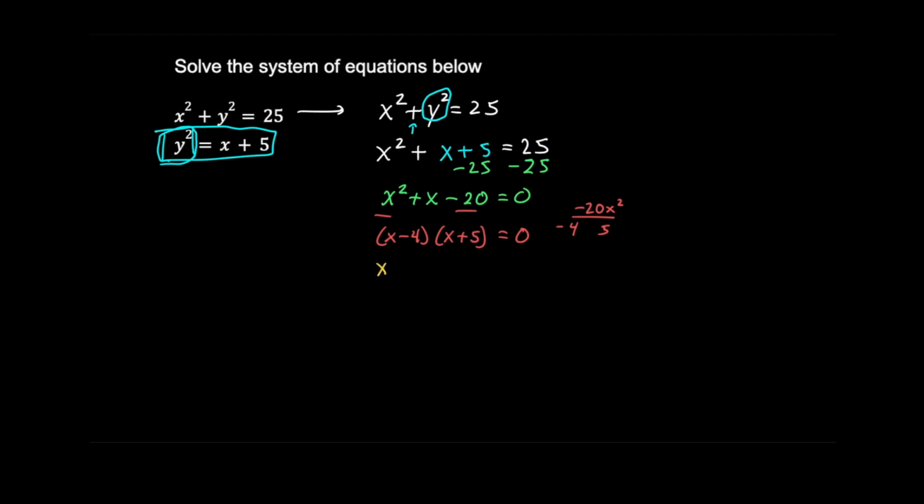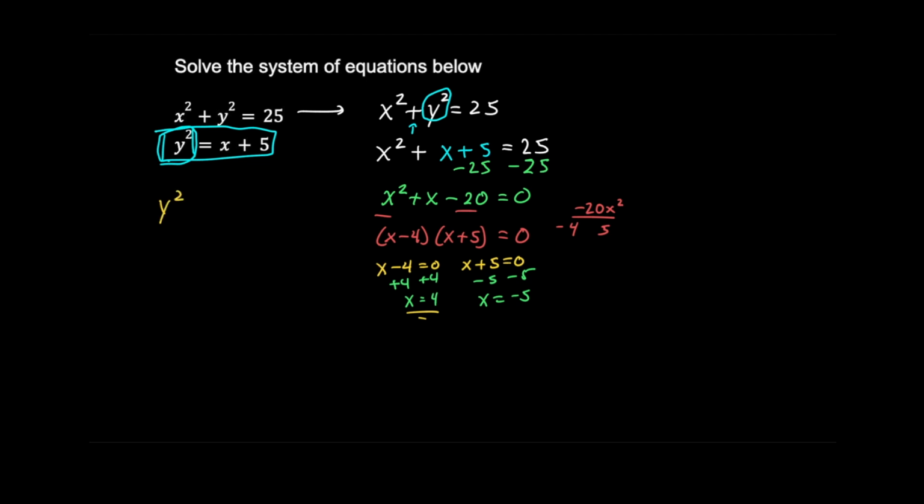Since we have it factored, we'll set each factor equal to 0 from the zero product property, and then solve each of those equations, adding 4, giving me x equals 4, and subtracting 5, giving me x equals negative 5. Now, here's where it gets a little bit different than before. We have our two x values. We still need the y values that go with them. So we'll go back to the original equation that we had boxed, y squared equals x plus 5, and we'll replace x with 4 to start with.